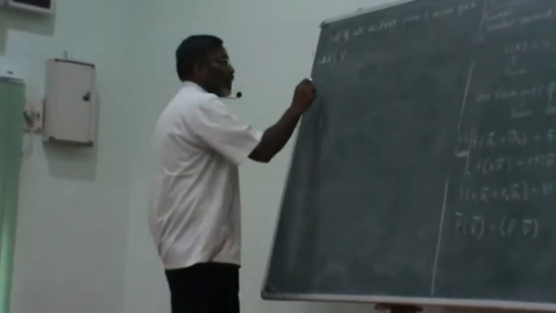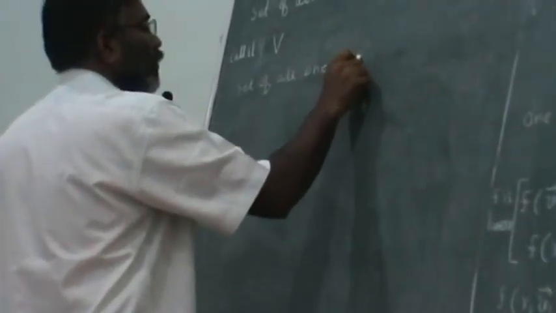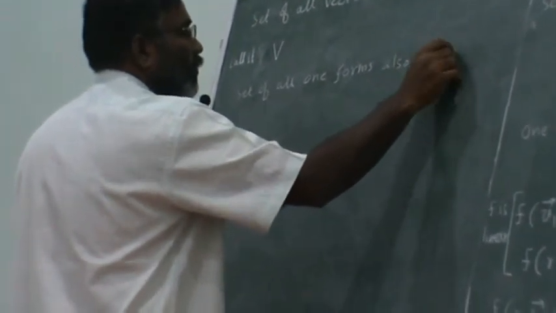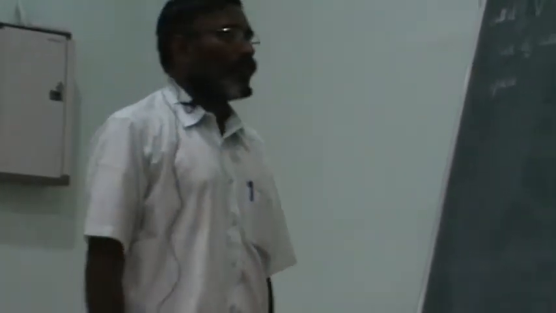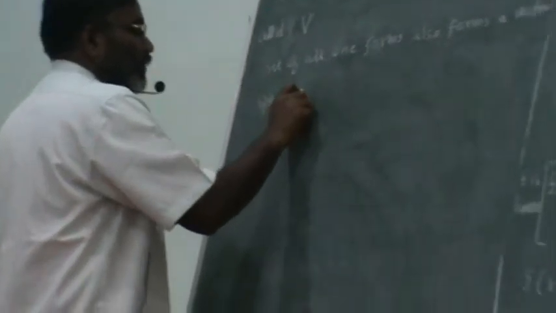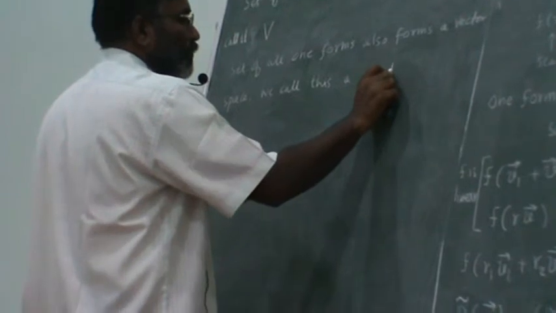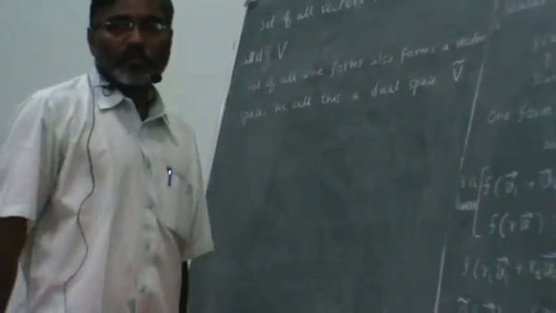Similarly, set of all one forms also forms a vector space. Now we call this a dual space. We put it as a tilde. Set of all one forms is a dual vector space, a dual space, and V is a vector space.